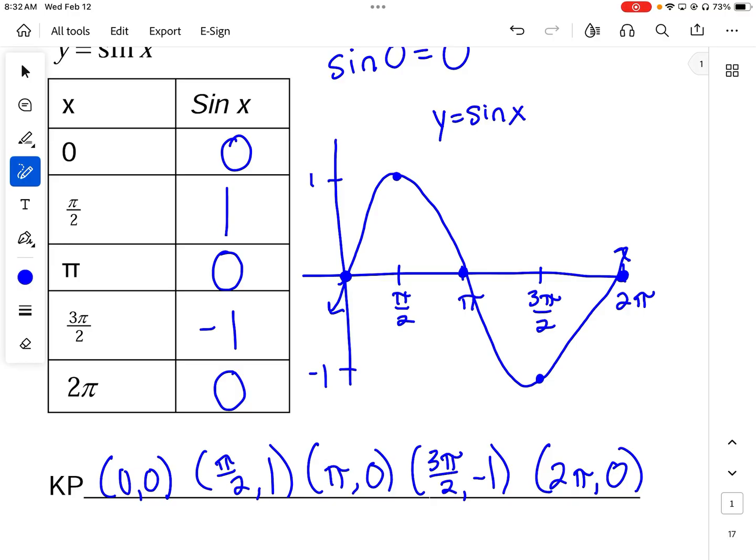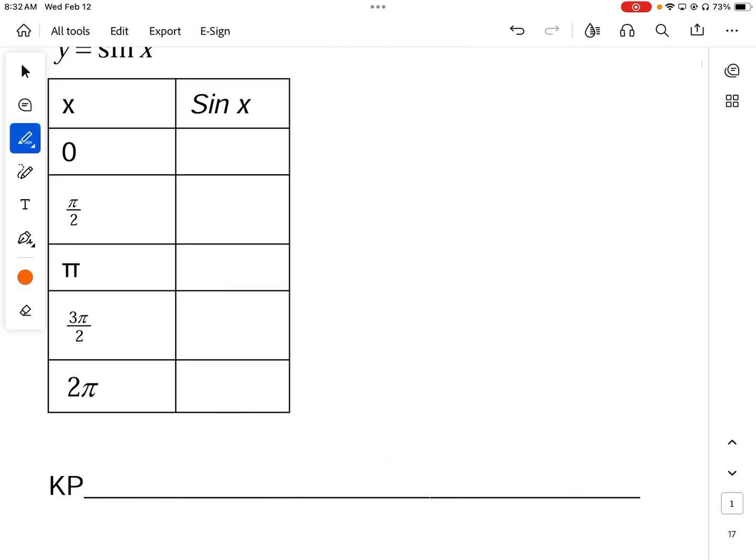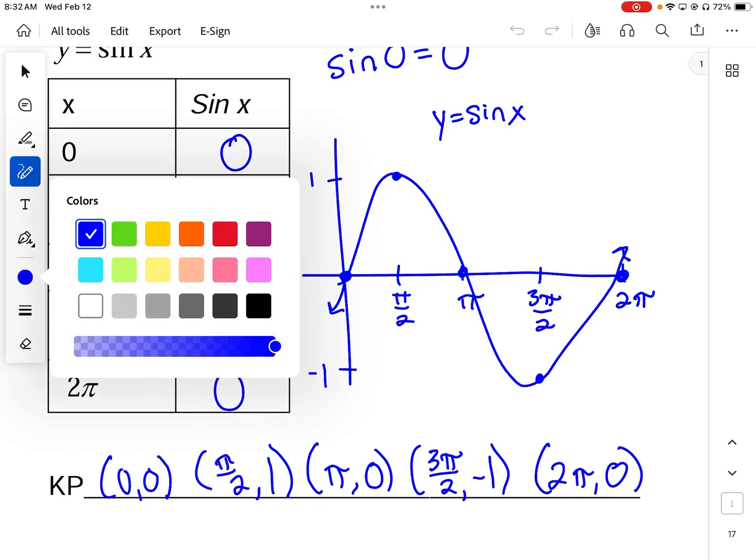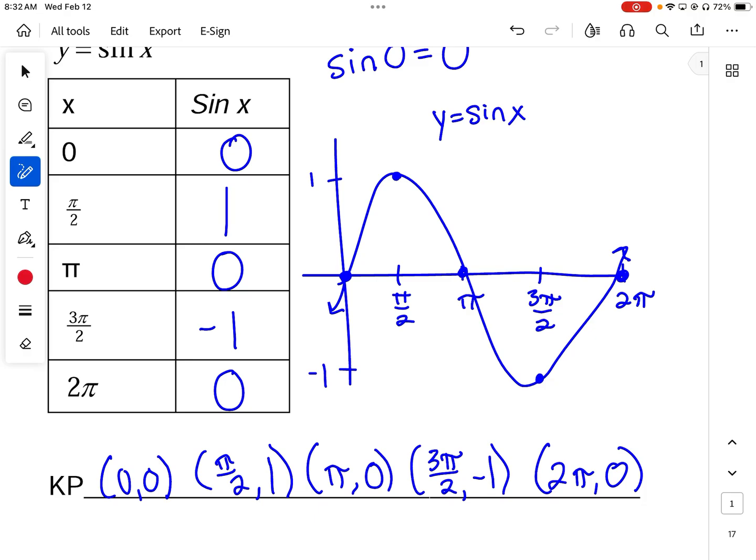And so there's different parts of this. So I'm going to use a different color to represent those. So we have the period, which is from here where we go through one cycle. This is called a period. So for this one, the period goes from 0 to 2 pi. So it's a period of 2 pi.